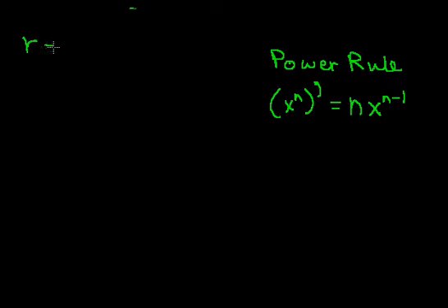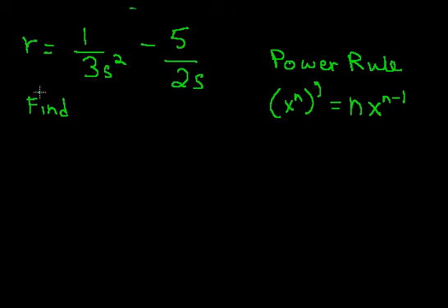Okay, so let's say we had r equals 1 over 3s squared minus 5 over 2s. And then we were asked to find dr over ds. This is the same as dy over dx, but right now we have r and s, so it's find the derivative of r with respect to s. And this is just one of the ways to write it.